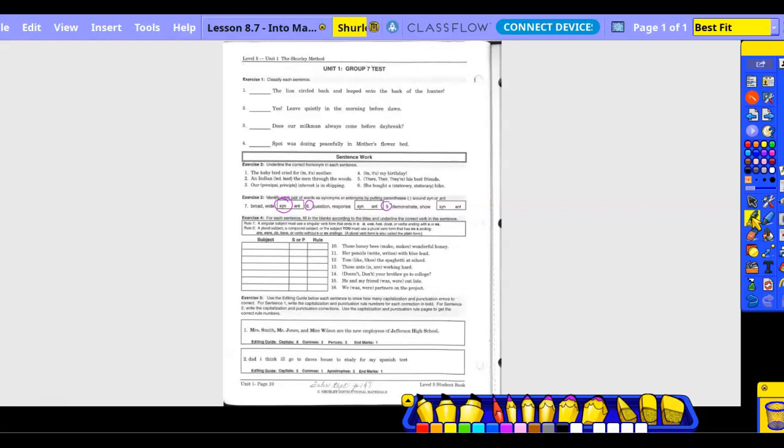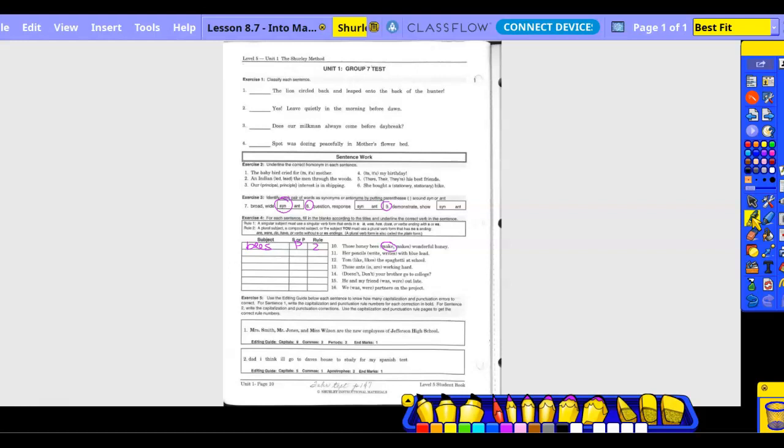Okay, so those honey bees, so what's our subject? Well, honey is actually the adjective, right? So bees is our subject. So bees, is that singular or plural? Plural. So we're going to use rule number 2, and rule number 2 says to use what? Don't use s or es, right? So those honey bees make wonderful honey.